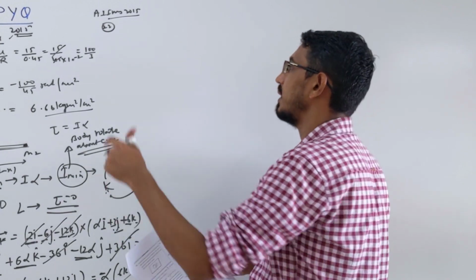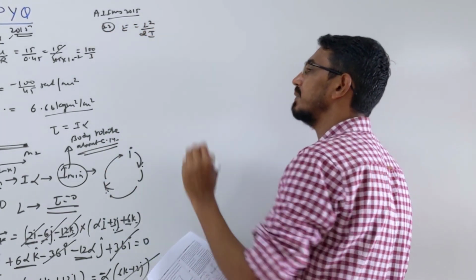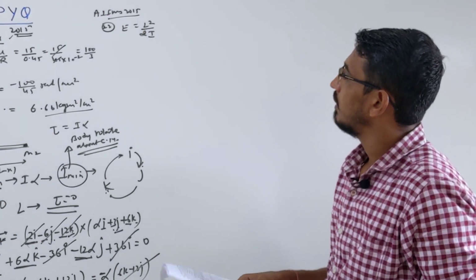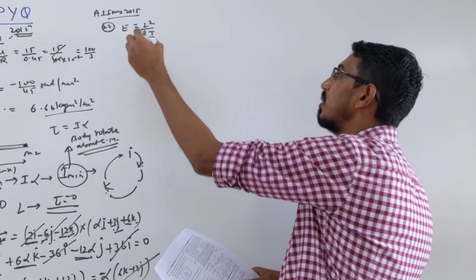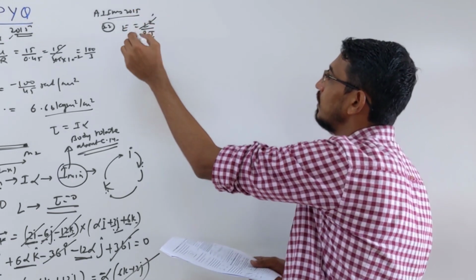They are asking what happened to kinetic energy. So kinetic energy is what? L square upon 2I, we know, right? Correct. Simple. So angular momentum will not change. Okay, so what is inertia?